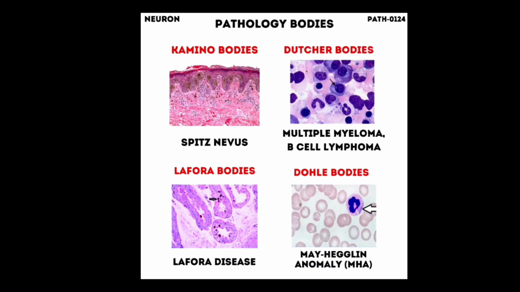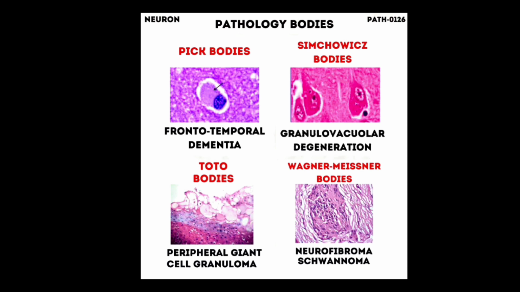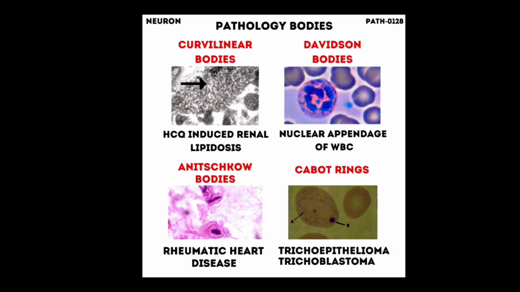Ducher bodies are seen in multiple myeloma and B-cell lymphoma, Dole bodies are seen in May-Hegglin anomaly. Armani-Ebstein bodies are seen in diabetic ketoacidosis. Pustulo-ovoid bodies are seen in granulosa cell tumor. Pick bodies are seen in frontotemporal dementia. And Wegener-Meissner bodies are seen in neurofibroma and schwannoma. Zellballen bodies are seen in pheochromocytoma. Davidson bodies are nuclear appendages of WBC, and Anitschkow cells are seen in rheumatic heart disease.